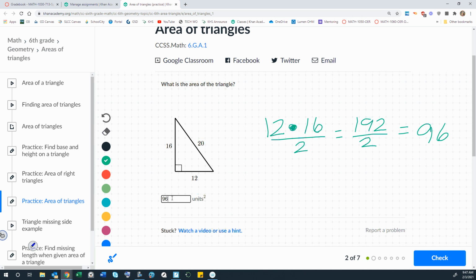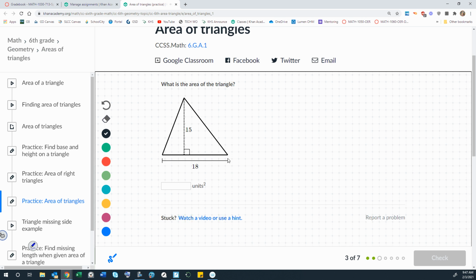And the reason we always have to half it with triangles is that the area 16 times 12 would actually be a rectangle. Like imagine taking the other side of our triangle and putting another triangle so that we have a rectangle. That would be 192, the area of the entire rectangle. But because it's just the triangle, we divide it by 2.